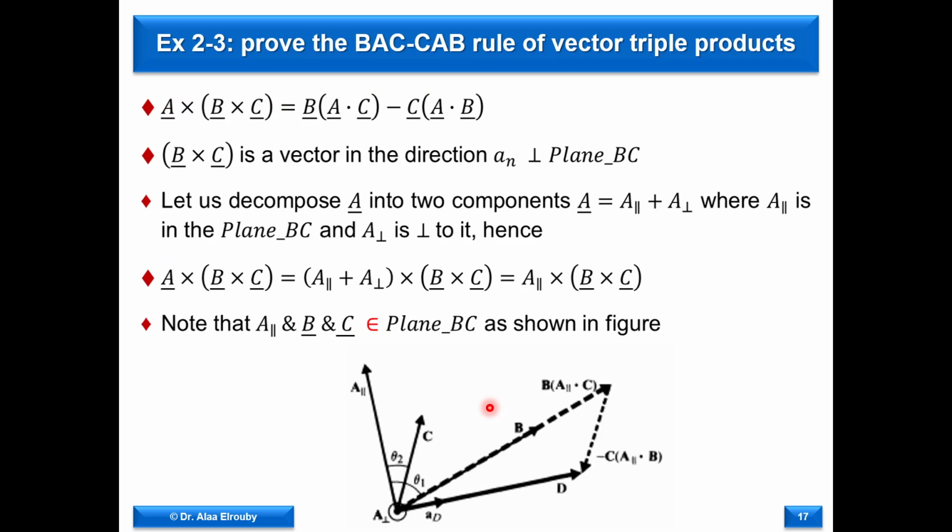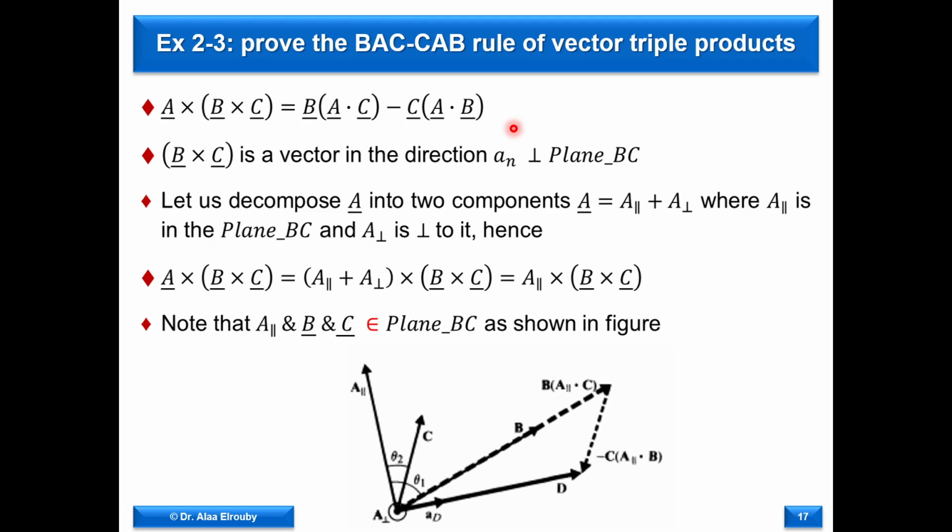So now we would have an example where we need to prove this BAC-CAB relation. This rule, or this vector relationship between three vectors, we need to prove it. This example is long and a little bit complicated, but it is very useful, an intense kind of example in vector manipulation. So I would expect every student to go through this a number of times until you understand the operation.